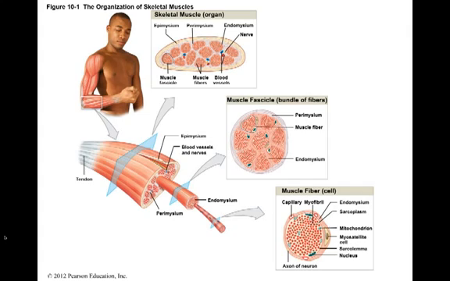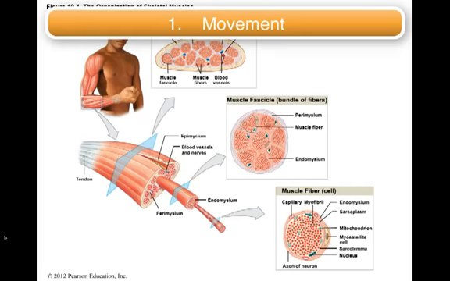Muscle is one of the primary tissue types. Skeletal muscle performs 6 major functions. Skeletal muscle produces skeletal movement by contracting and pulling on the bones of the skeleton.